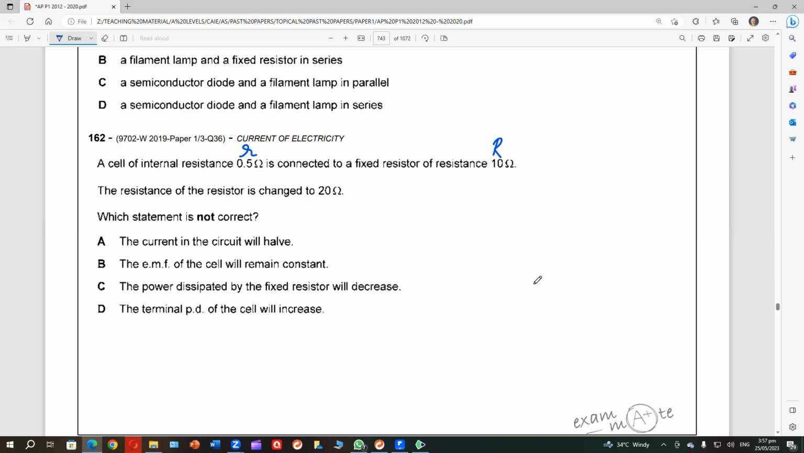Isn't the current proportional to the resistance, like V is equal to IR? So when resistance increases, the current will also increase. No, it's the other way around, I think. When the resistance increases, the current decreases.